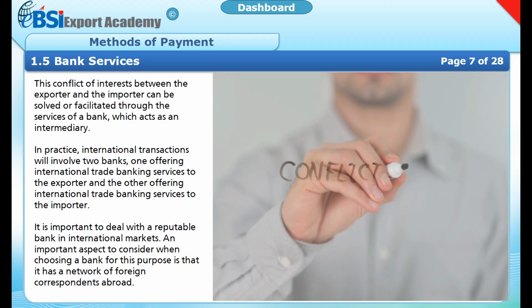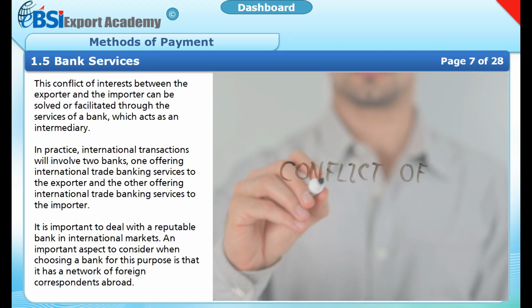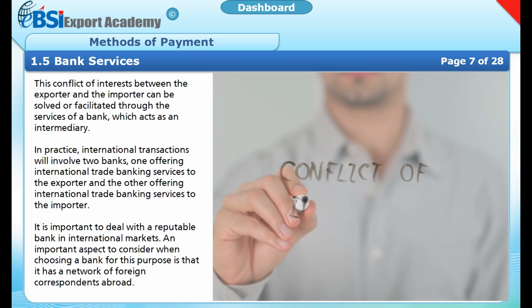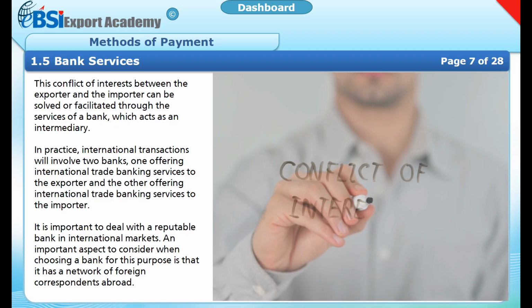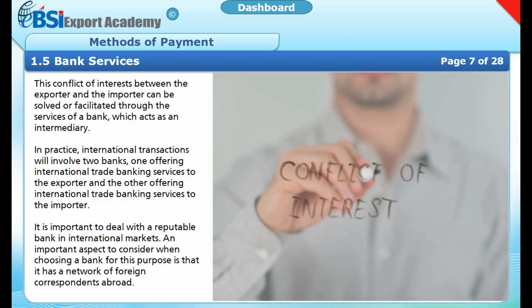It is important to deal with a reputable bank in international markets. An important aspect to consider when choosing a bank for this purpose is that it has a large network of foreign correspondents abroad.